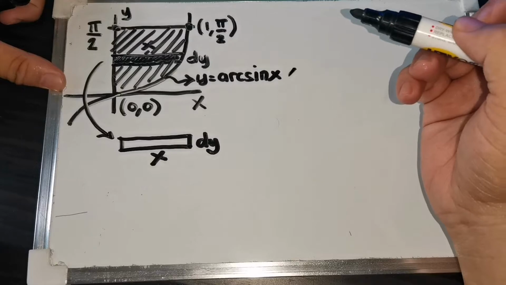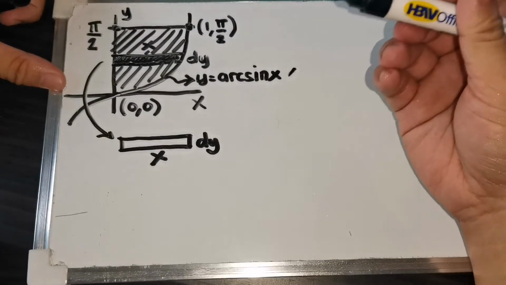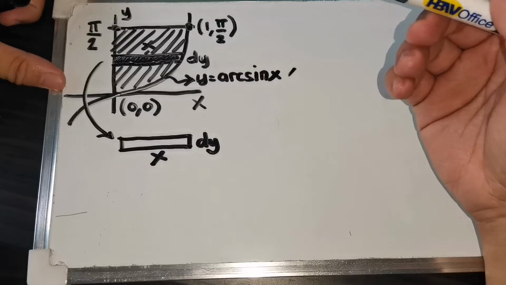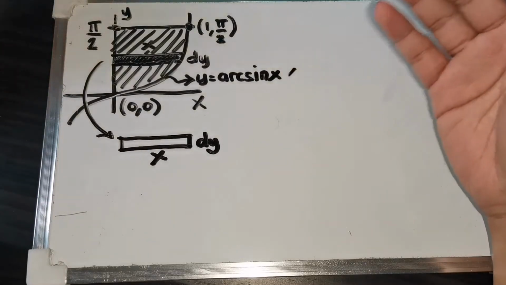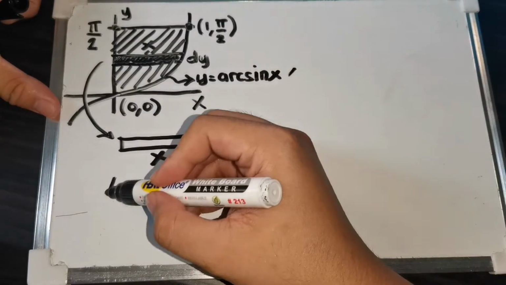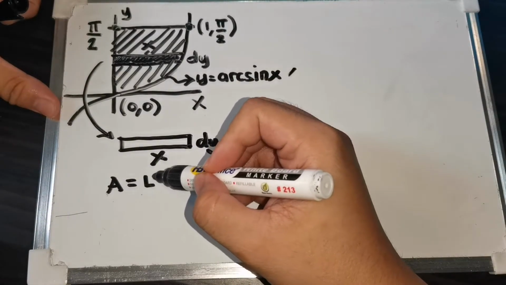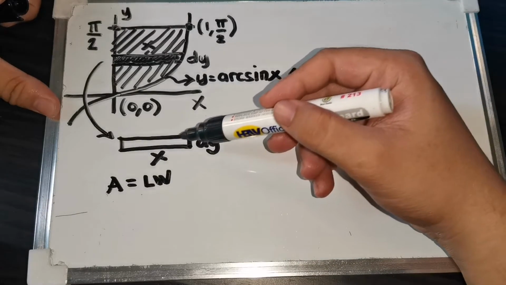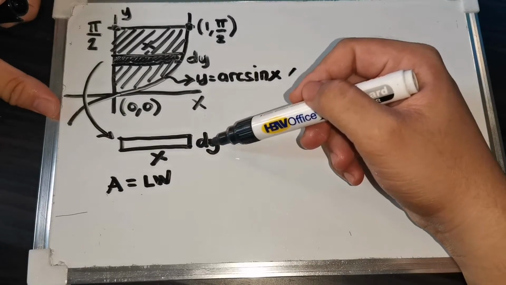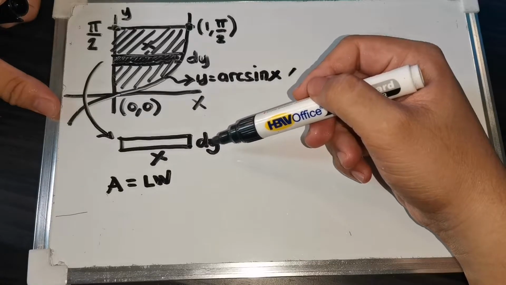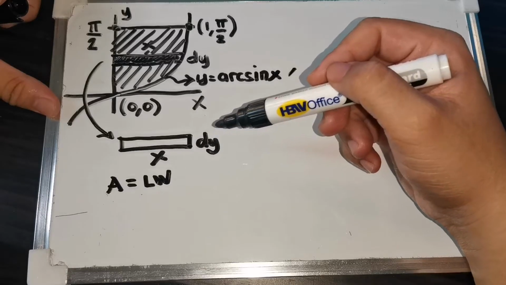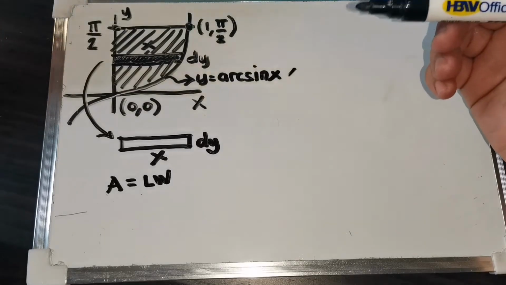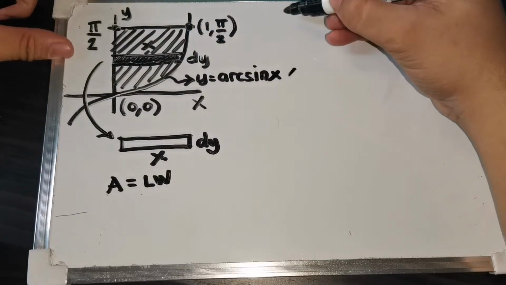Applying the formula for the area of a rectangle from geometry, the area is equal to length multiplied by width. In this case, your length is x and your width is dy. But before applying this concept, let's see how we can get the value of x.